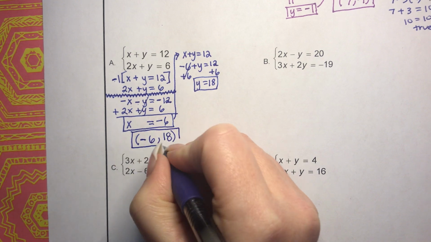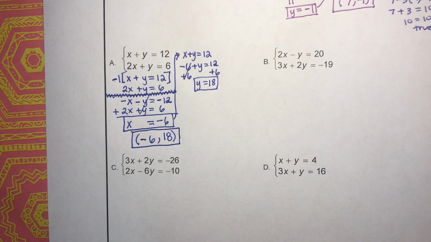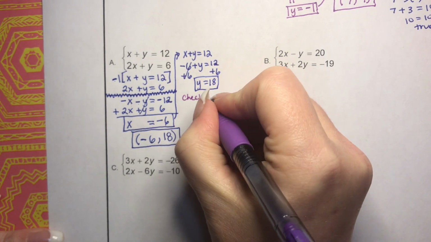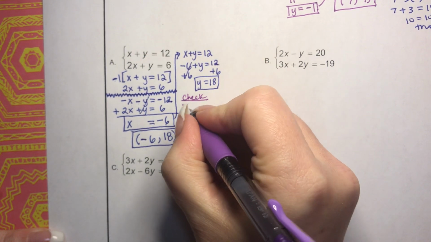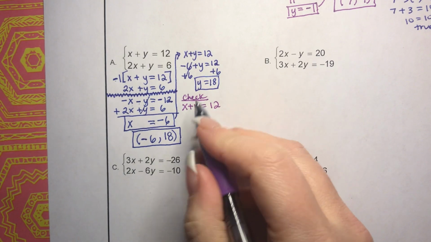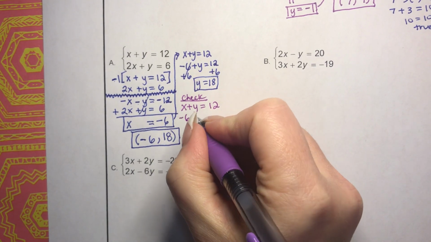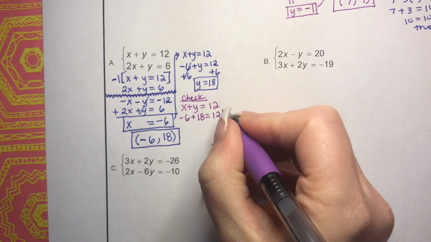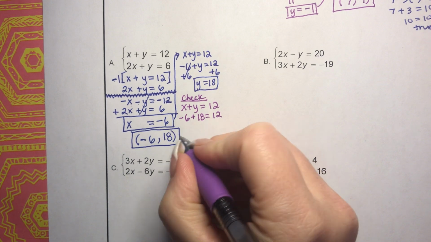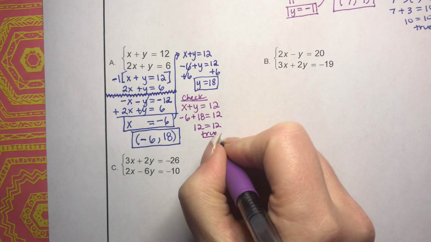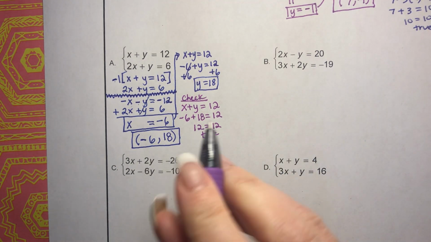Okay, now we just need to check it. I'm going to do my check here. I'm going to check the first equation, x plus y equals 12. Substitute in both of my values, so x is -6 plus y, which is 18. And -6 plus 18 is positive 12. So there we have it. I have my true statement, which means this is the solution of the first equation.